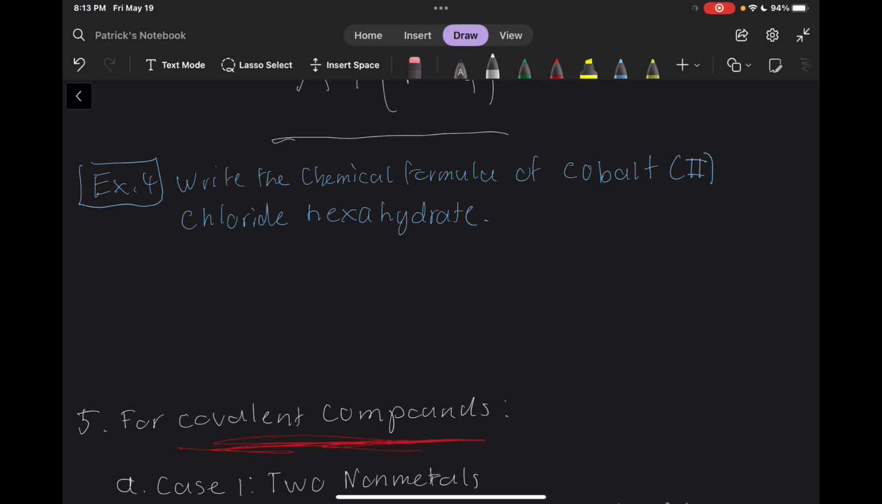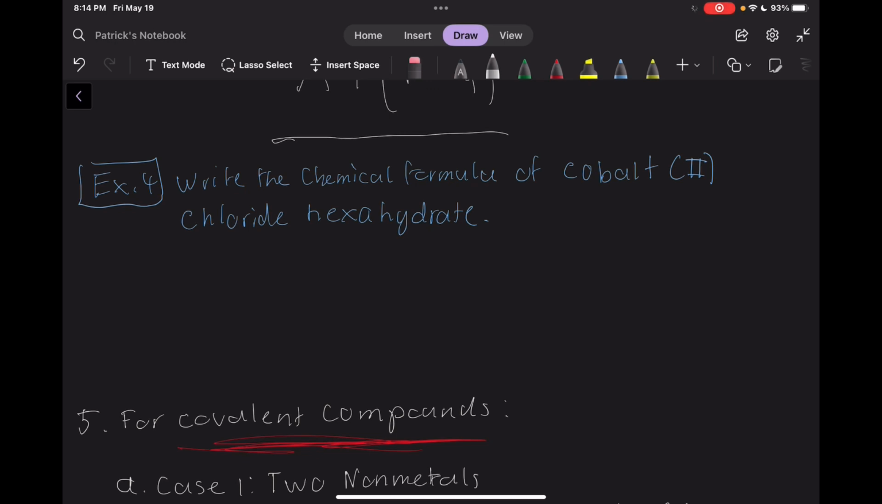One final example. Example 4 would like us to write the chemical formula of cobalt-2 chloride hexahydrate. Don't panic at the sight of this monstrosity. All it is is a combination of cases 3 and 4. We have an ionic compound involving a transition metal that just so happens to be a hydrate. Let's take this one half at a time. We'll first figure out the formula of cobalt-2 chloride and leave the hydrate part for later.